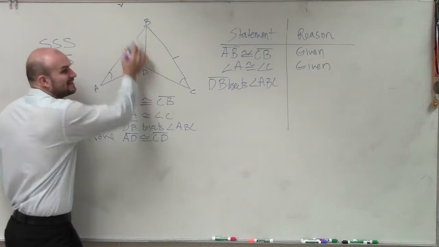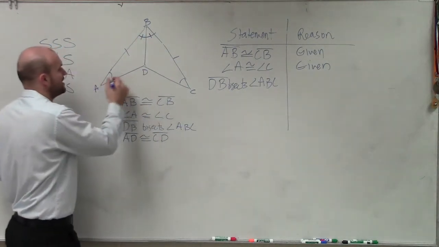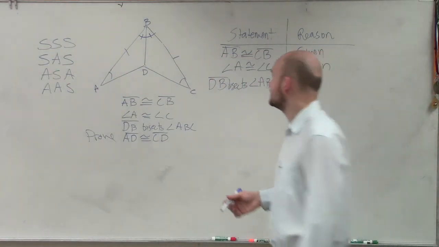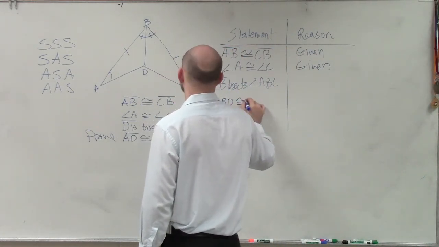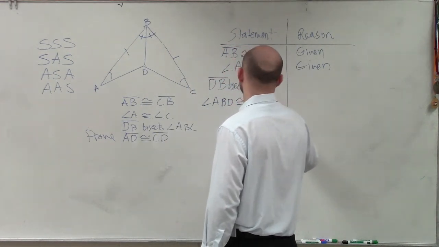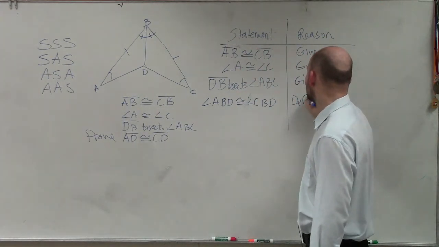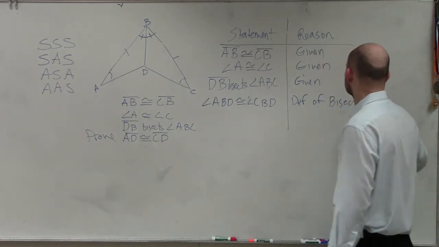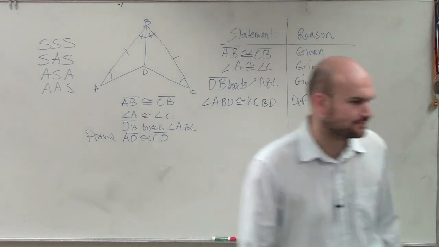So anyways, when we say a line bisects an angle, we can now determine that these two angles are equal in measure. So we can now say that angle ABD is congruent to angle CBD. Why are they equal? Because that's the definition of bisection. When you know that things bisect, then you know the angles are equal.